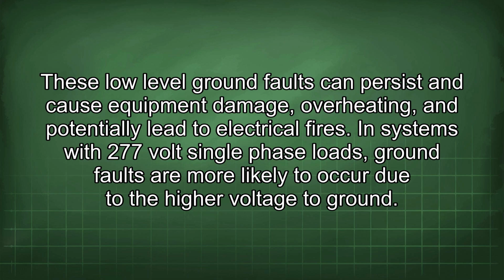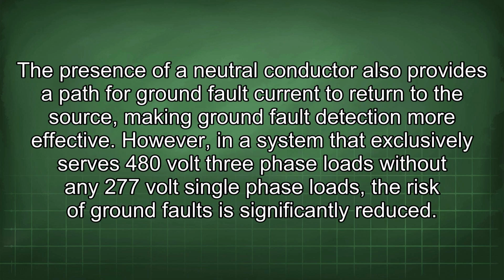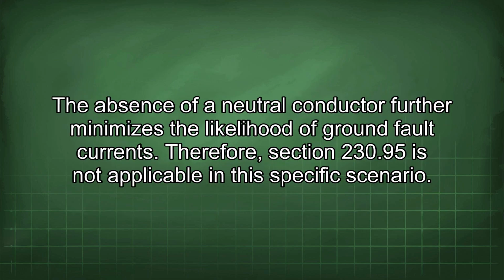In systems with 277 volt single-phase loads, ground faults are more likely to occur due to the higher voltage to ground. The presence of a neutral conductor also provides a path for ground fault current to return to the source, making ground fault detection more effective. However, in a system that exclusively serves 480 volt 3-phase loads without any 277 volt single-phase loads, the risk of ground faults is significantly reduced. The absence of a neutral conductor further minimizes the likelihood of ground fault currents. Therefore, Section 230.95 is not applicable in this specific scenario.